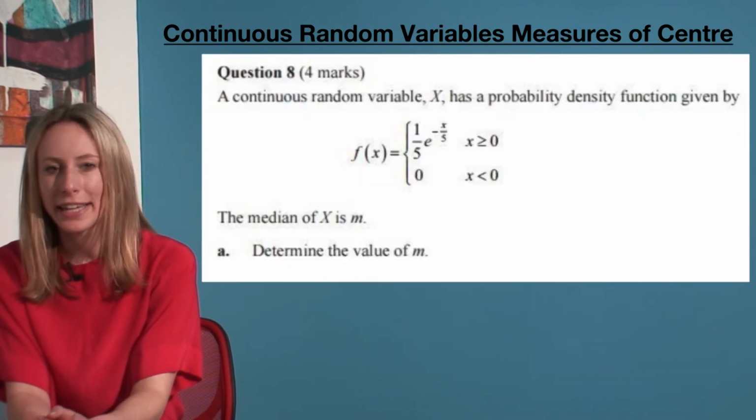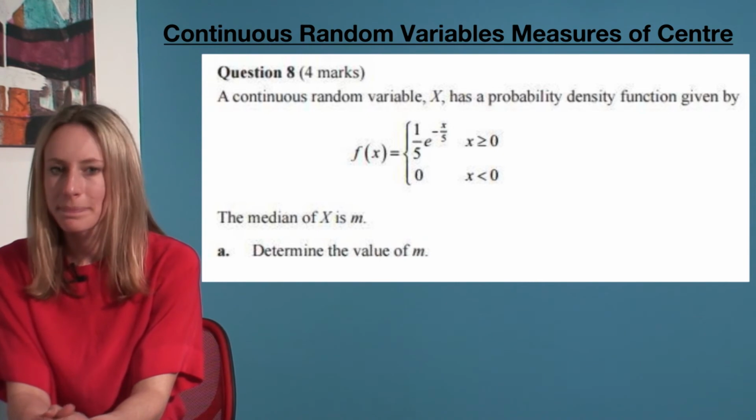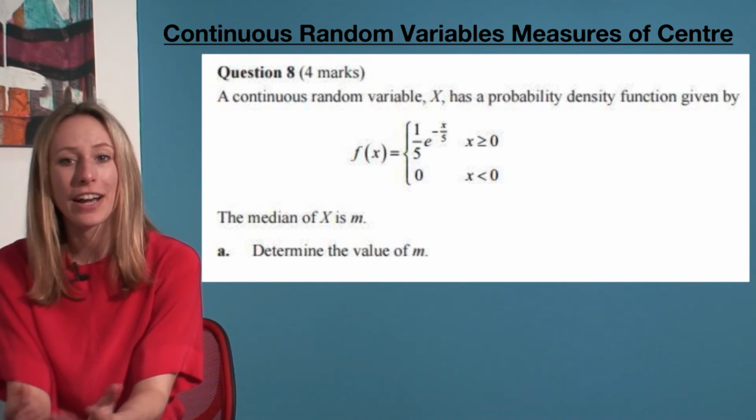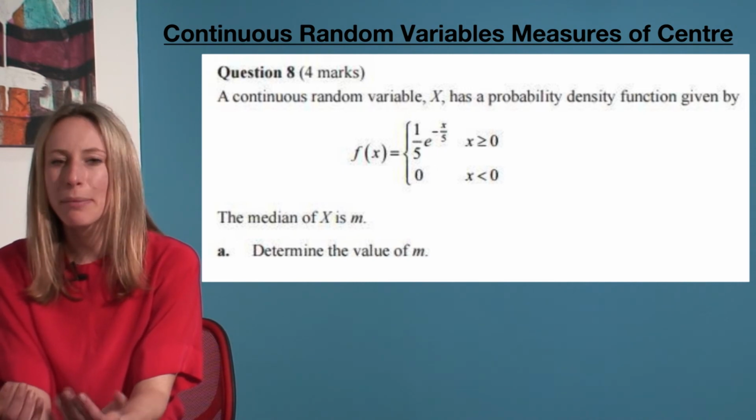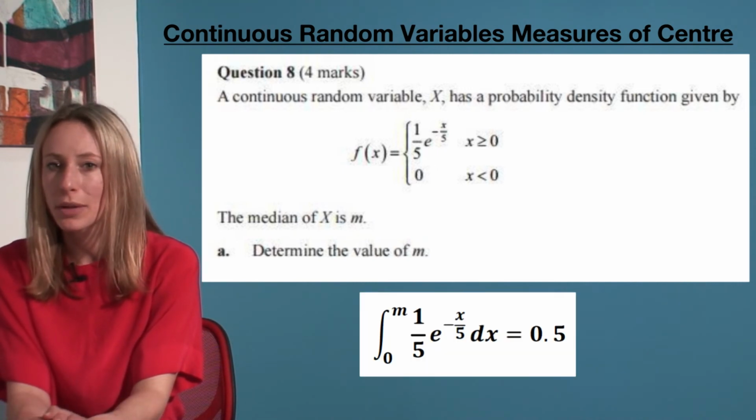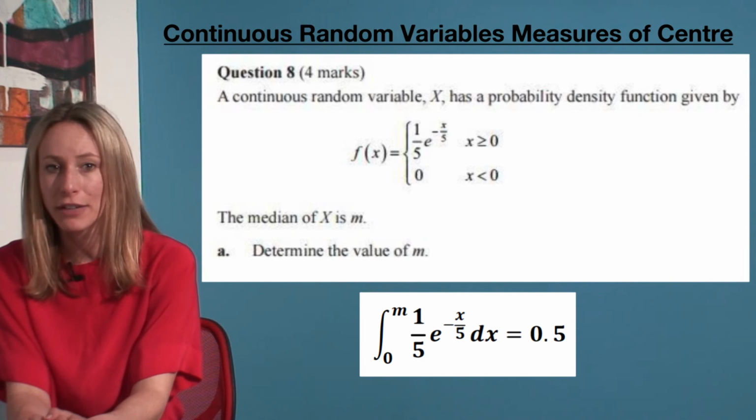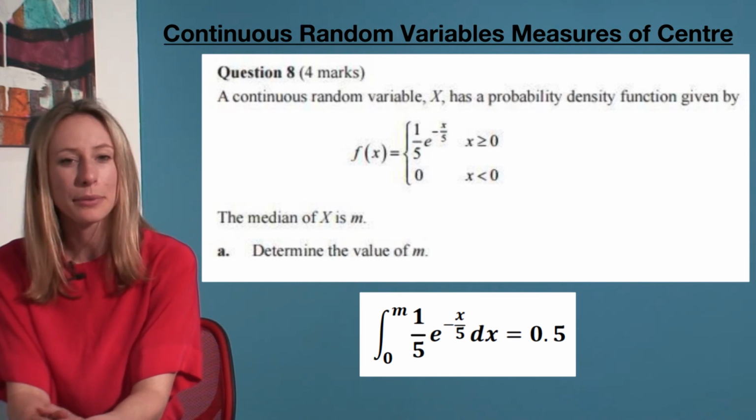Let's now try question 8 from the 2014 Exam 1. Here we have a function over the domain of 0 to infinity, and we need to find the median value. So we use our median formula, which is the integral of 1/5 of e to the negative x on 5 from m to 0 equals 0.5.